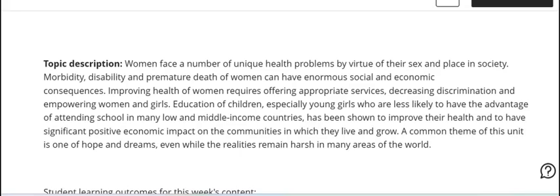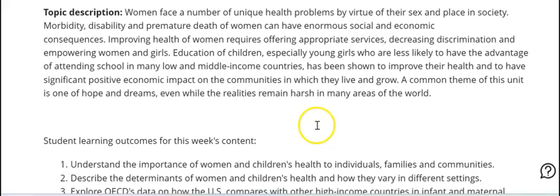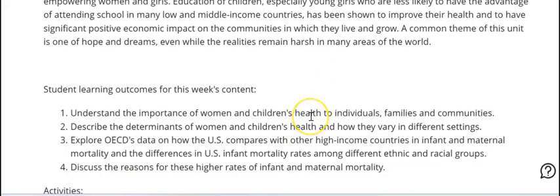And so a common theme of this unit is one of hope and dreams, even when the realities remain harsh in many areas of the world. And as we will see with infant mortality, the realities of infant mortality, especially in states such as Kansas and Mississippi, are really harsh. In other words, there are high levels of infant mortality in our country.